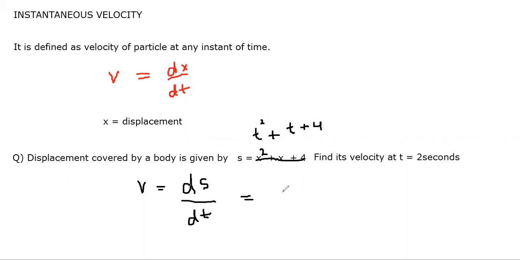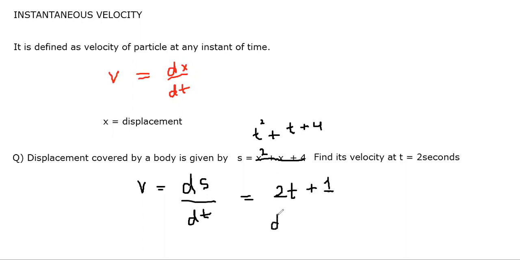So when you differentiate it, what do you get? You get 2t, plus t becomes 1. You know the differentiation of x was 1, so differentiation of t becomes 1, and the constant becomes 0. So what you have is 2t plus 1.